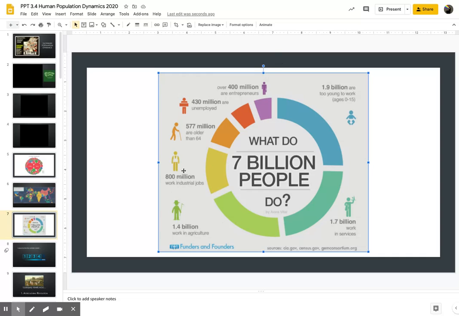The remaining third, 800 million, work in industrial jobs. 430 million people are unemployed, either by choice or by circumstance, and 400 million are entrepreneurs. The remaining 5.77 million are too old to work. Of all these numbers, the two most influential ones are going to be these young people and these old people. But we'll talk about that when the time is right.